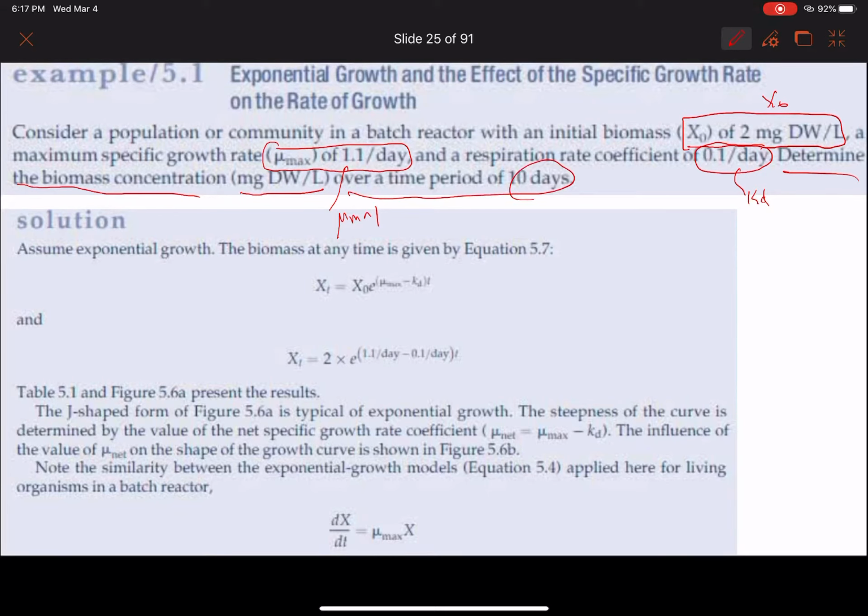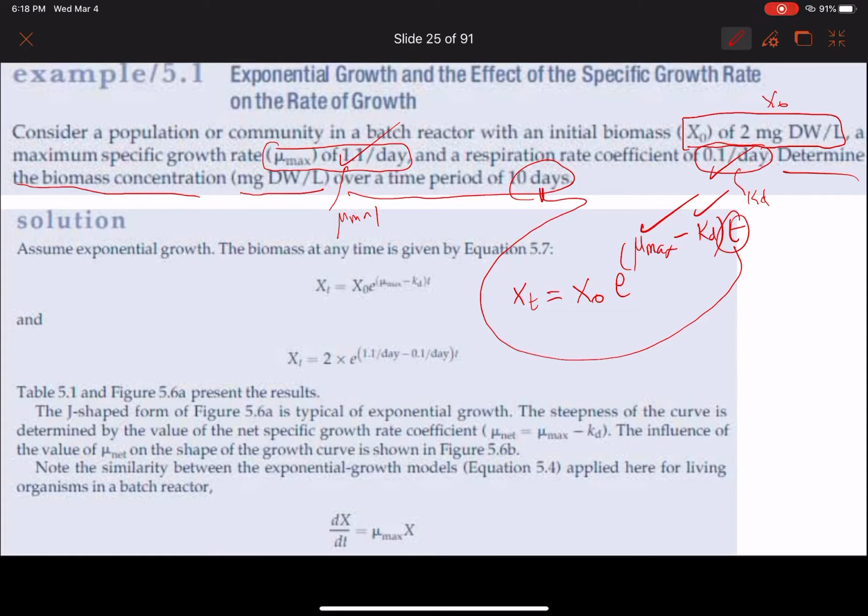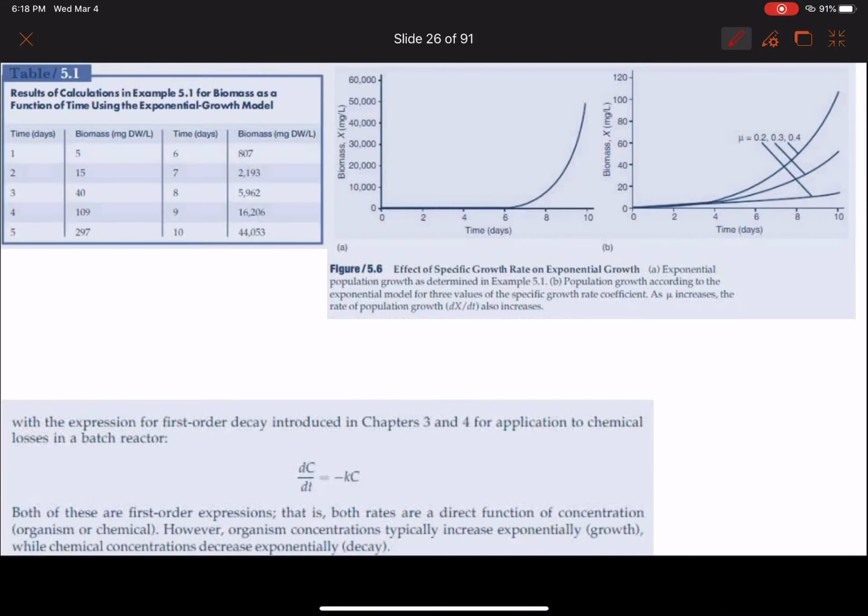After 10 days, let's put the equation. From the integration we did before, xt is equal to x naught e to the power of mu max minus kd times t. We have kd 0.1 per day. We have mu max 1.1. Time is 10 days. Okay, x naught is 2 milligram dry weight per liter. You could find xt, you could find x at day 10. Okay, so we have all of this, and you could see it here at time. You could just either do it like this or do it at time 10.